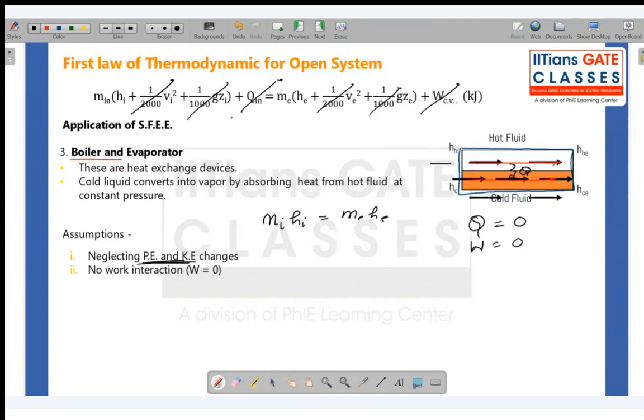Now what is entering? You see, this is entering and this is entering. So hot fluid is entering. m dot h i and enthalpy of hot fluid in, plus what is entering here?